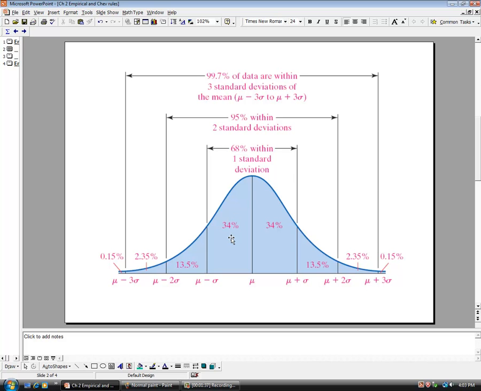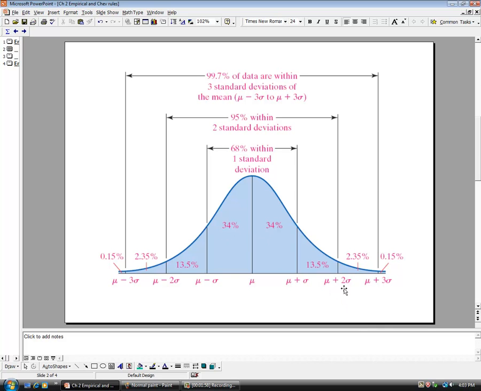We can further determine that there's 34% between a z-score of 0, which is right at the mean, and 1, and 0 and -1, because it's symmetrical. Anytime you're dealing with a distribution that basically is a mirror image, we're going to have the same amount on either side. So 68 divided by 2 is 34.